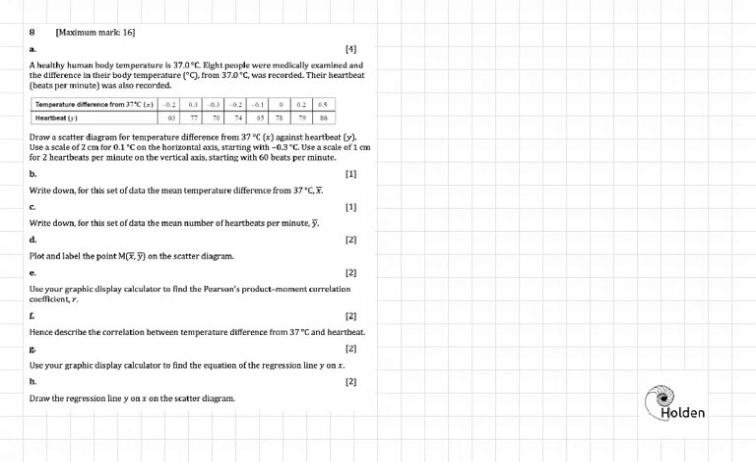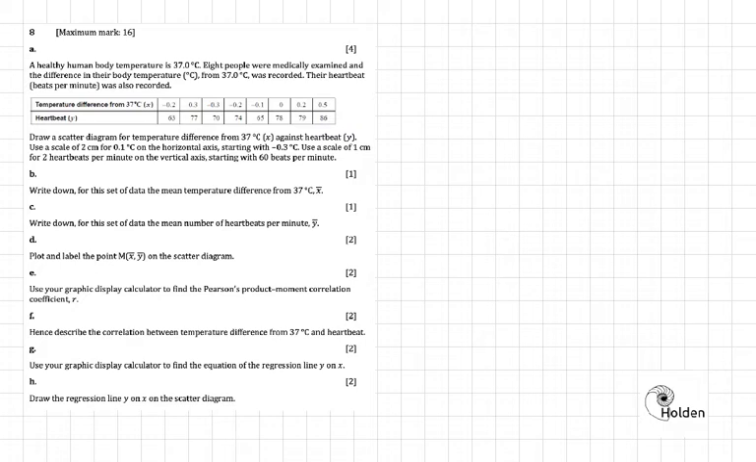Question A, maximum mark 16. It talks about healthy body temperature. 8 people were recorded. It says draw a scatter diagram for the difference. So this question is going to involve use of a GDC. It's also going to involve using a ruler and a pencil. I'll take you through the mark scheme.